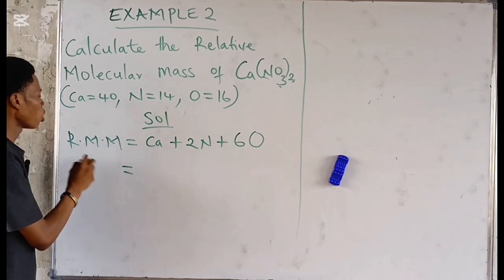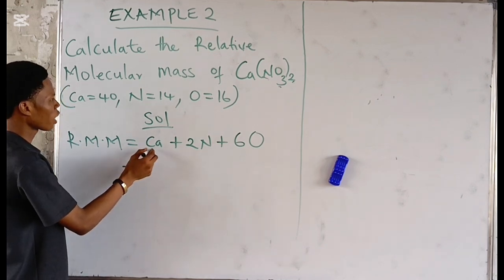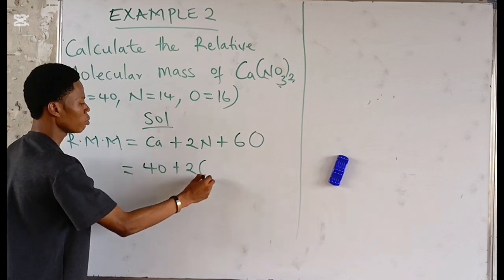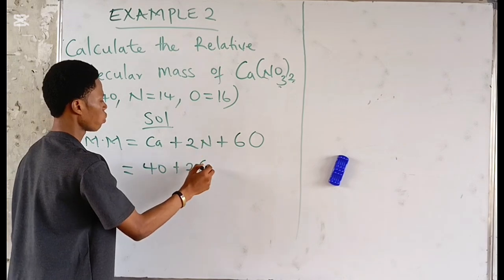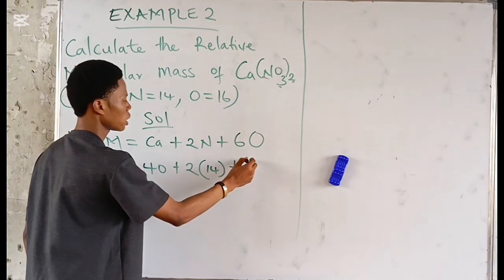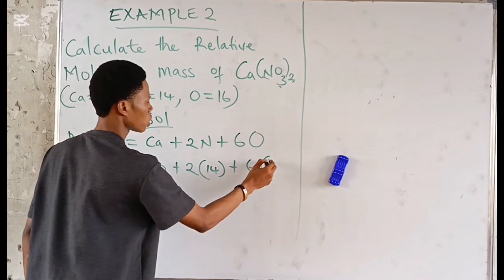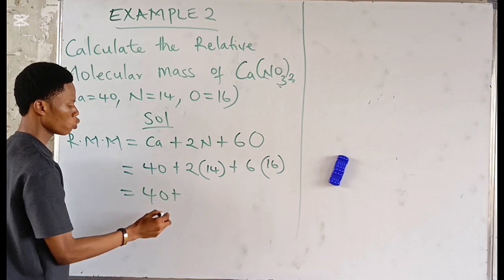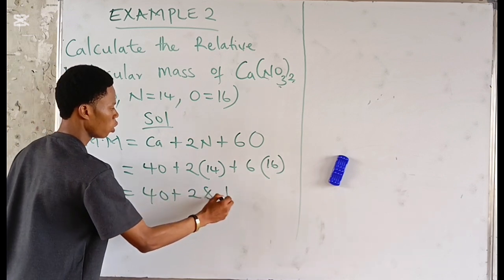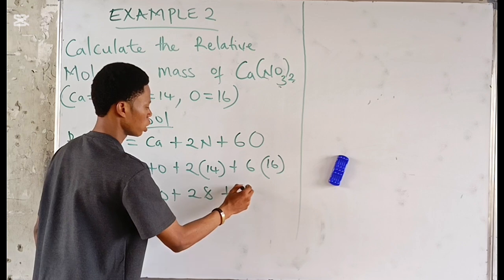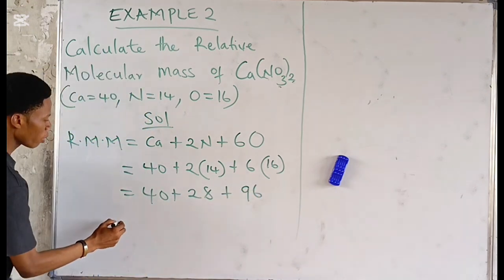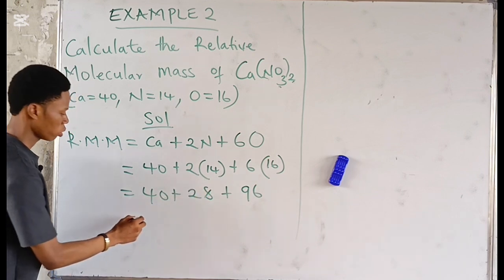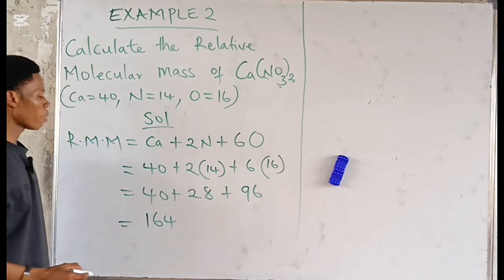So the relative molecular mass now will then be that of calcium. Relative atomic mass of calcium is what? 40 plus 2 times the relative atomic mass of nitrogen, which is 14, plus 6 times that of oxygen, which is 16. So you'll be having 40 plus 2 times 14, which will give us 28, plus 6 times 16, which will give us what? 96. So if you add up everything, 40 plus 28 plus 96, using your calculator, you have what? 164.